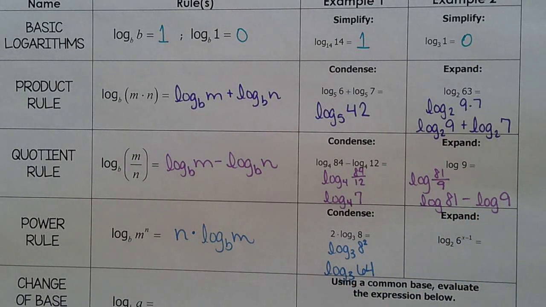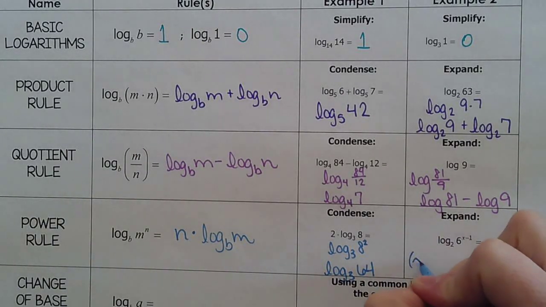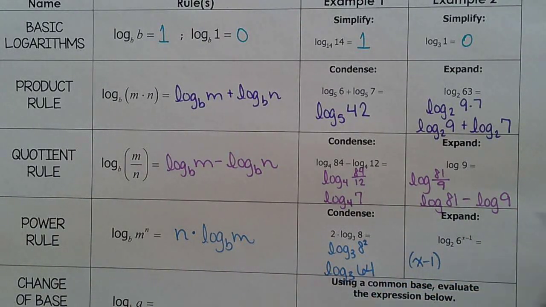And then I'm going to go backwards. I'm going to expand one. I've got an exponent here of x minus 1. So I'm going to make that be my coefficient to my log base 2 of 6.